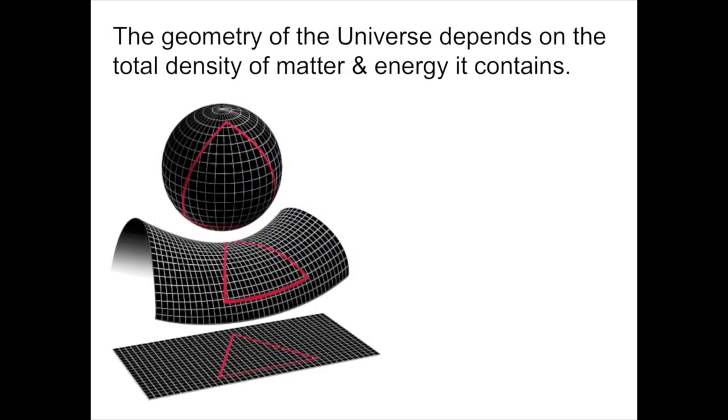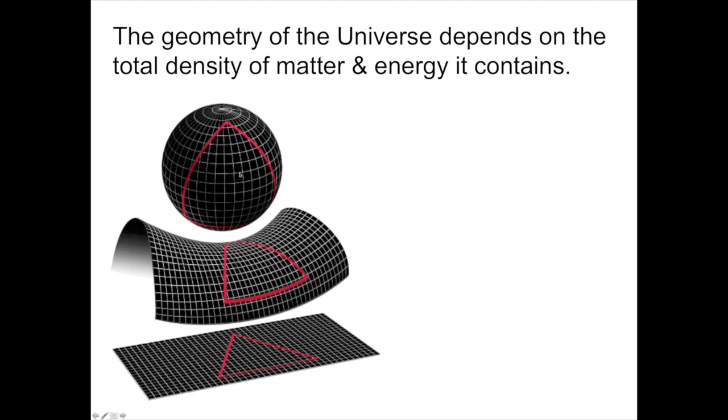The geometry of the universe depends on the total density of matter and energy that it contains. We know that there are three particular geometries that can occur if matter is distributed homogeneously and isotropically on large scales. Then the curvature of the universe must also be homogeneous and isotropic on large scales. This is the cosmological principle.